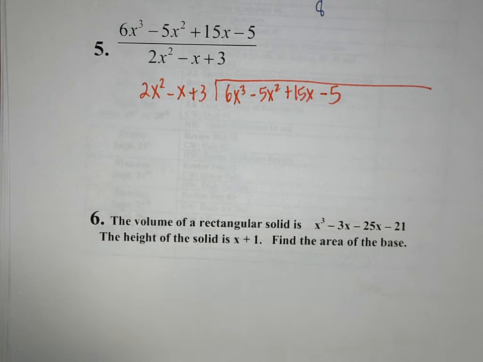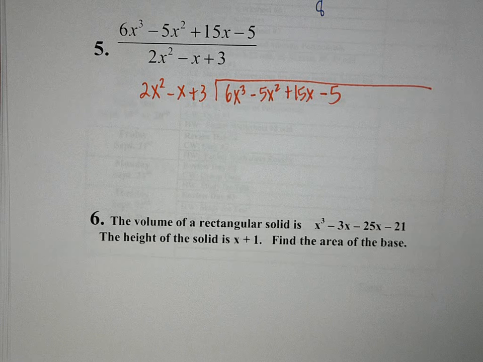So even though there are 3 terms, yes. Oh, I'll check in just a minute. I'm going to do this one with us here. If you already did this problem, the answer is 3x minus 1 plus the remainder is 5x minus 2 over 2x squared minus x plus 3. Okay.